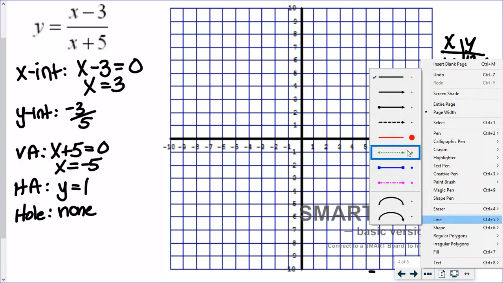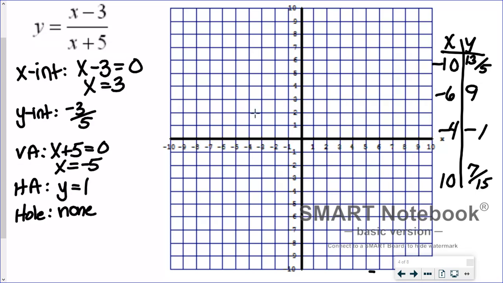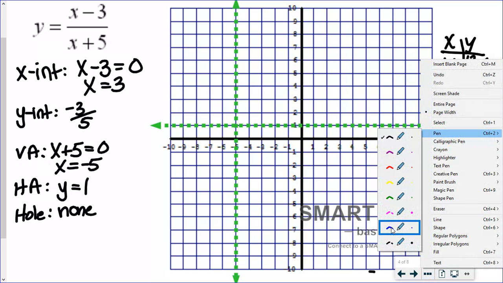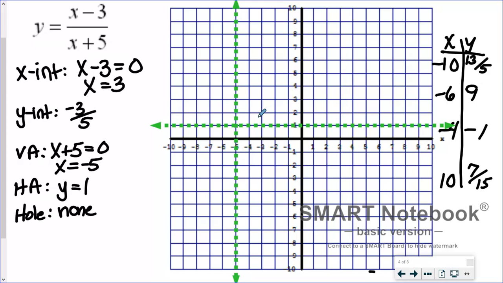All right, I like to put asymptotes as dashed lines. So I will have one at negative 5, and I will have a horizontal asymptote at 1. All right, now we'll go ahead and put all of our other information on here. So we have an x-intercept at 3. All right, we have a y-intercept at negative 3 fifths.